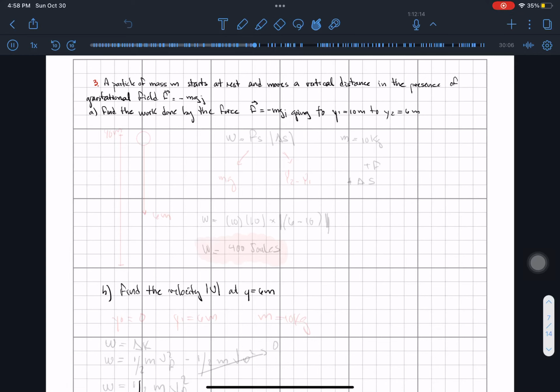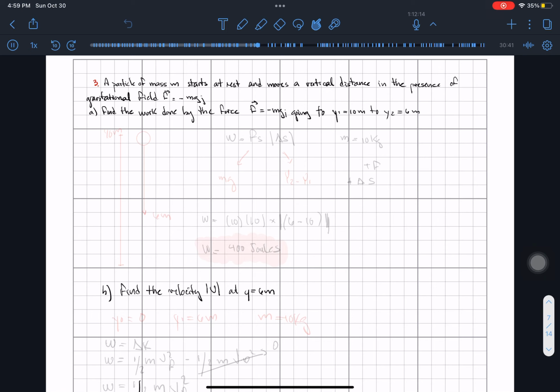Okay, so problem number 3 states that the particle of mass m starts at rest and moves a vertical distance in the presence of a gravitational field. We have to find the work done by the force. The initial position is 10 meters, and it stops at 6 meters.